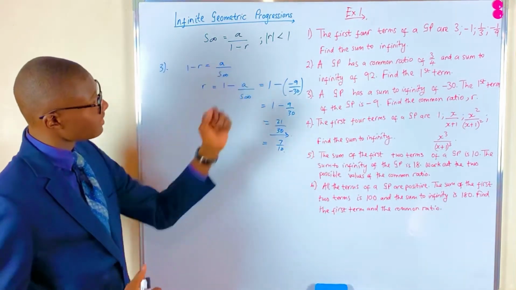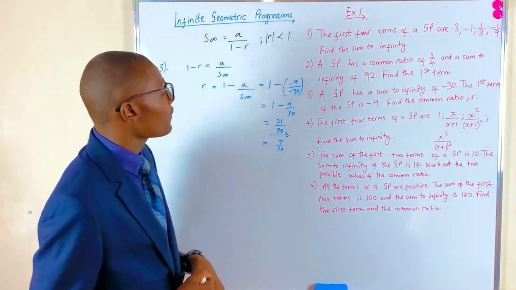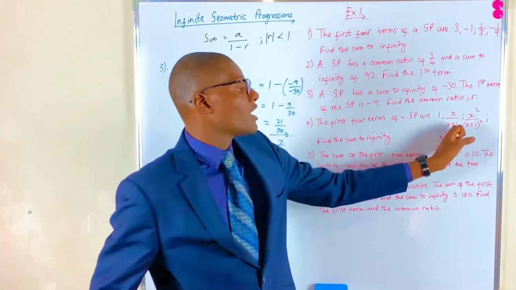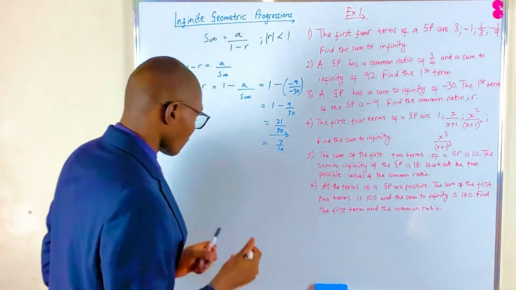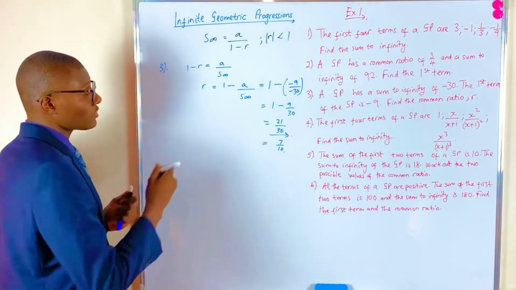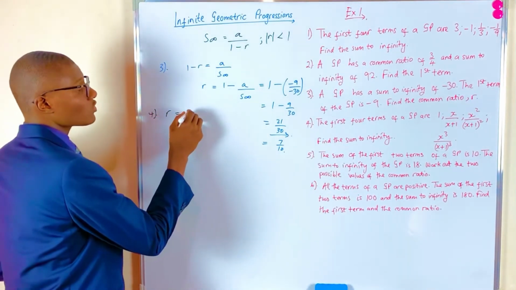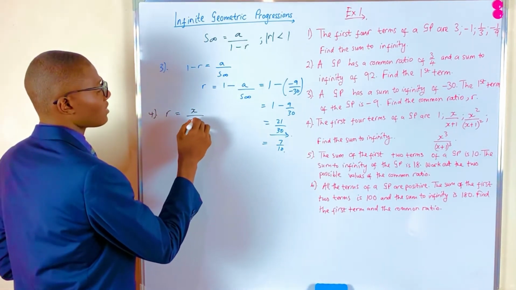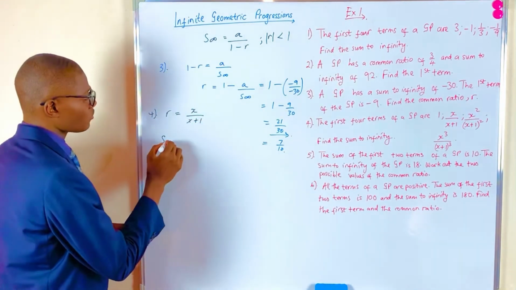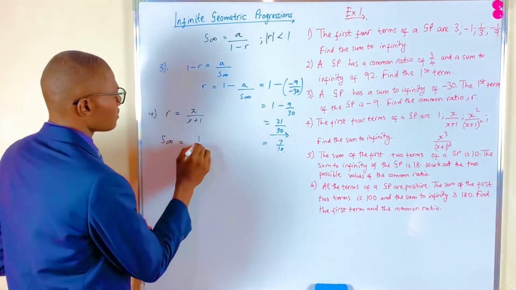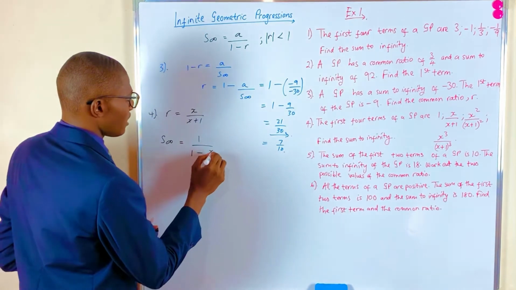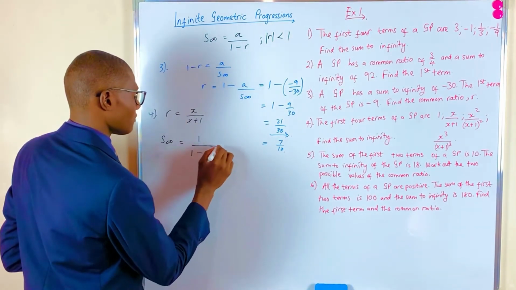So we need the first term a and the common ratio r. Common ratio r, if we say second term over first term, our common ratio is just x over x plus 1, such that the sum to infinity would be a, which is 1 over 1 minus x over x plus 1, right?